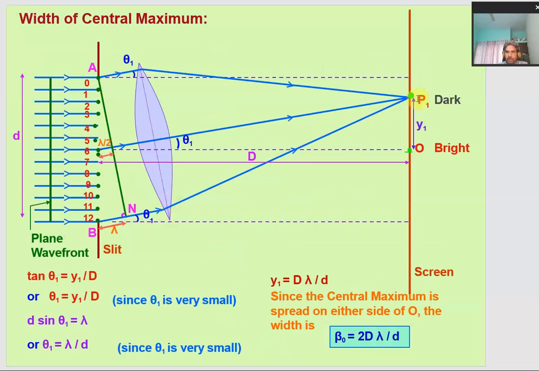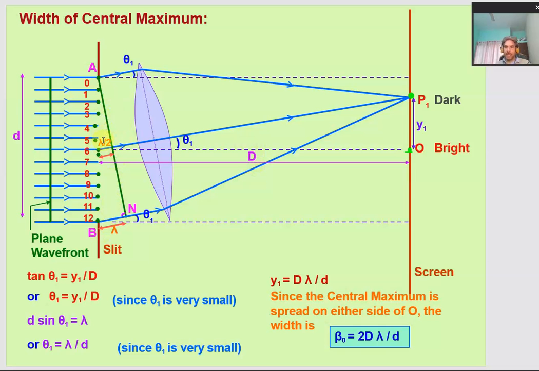It can be understood in this way: suppose that the slit is divided into two equal parts. If we divide this slit into two equal parts, the upper half and the lower half of the slit are identical. Now the light coming from the upper half and the light coming from the lower half will interfere destructively, because they will have a path difference of lambda by 2. The total path difference is lambda, but half of the slit will have the path difference lambda by 2.